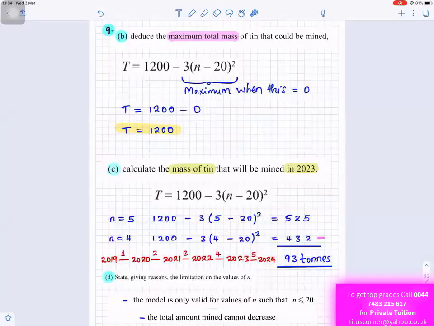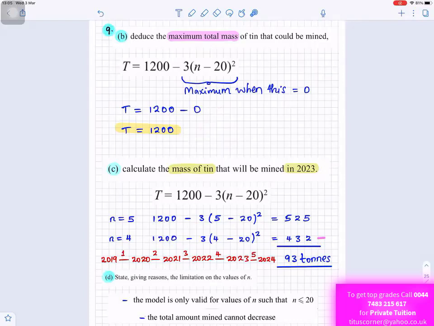Question 9b. Deduce the maximum total mass of tin that could be mined. Because we are minusing this from 1,200, we can never go above 1,200. We are not adding. So to get 1,200, all of this would have to be 0, so that when we minus 0, it stays 1,200. So the maximum total mass of tin that could be mined is when all of this is 0. So it would be 1,200.